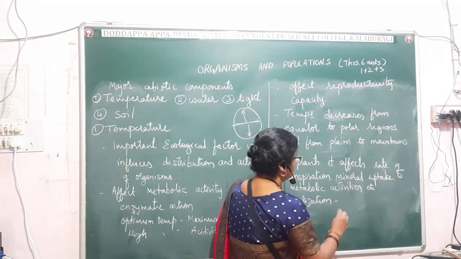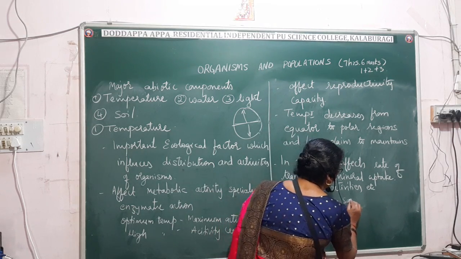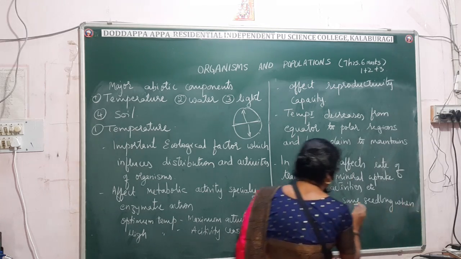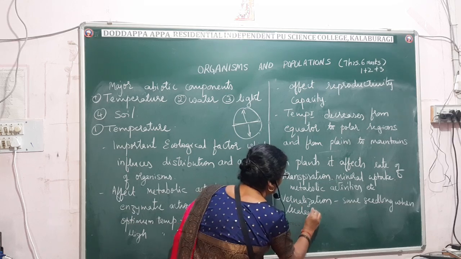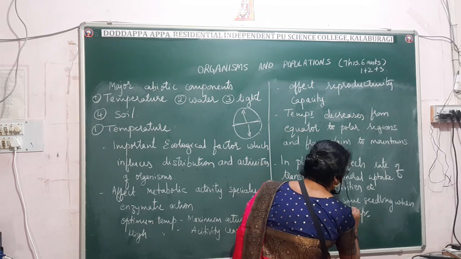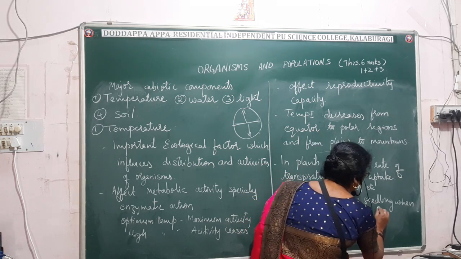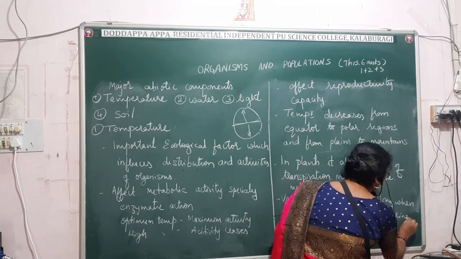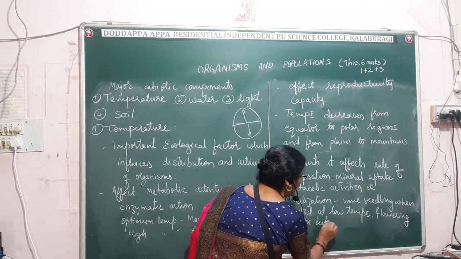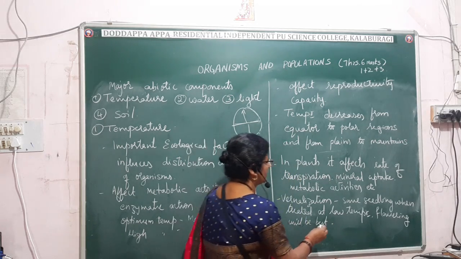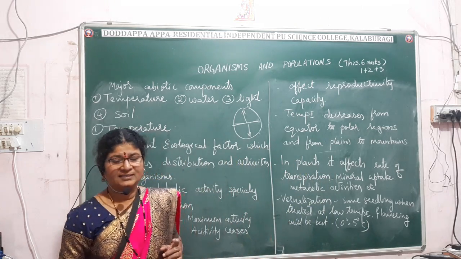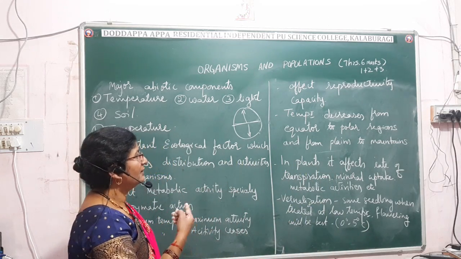Some seedlings, when they are treated at low temperature, flower very nicely. The flowering will be best, especially at 0 to 5 degrees Celsius. Fine. And this process is called vernalization, which you have already studied in botany.